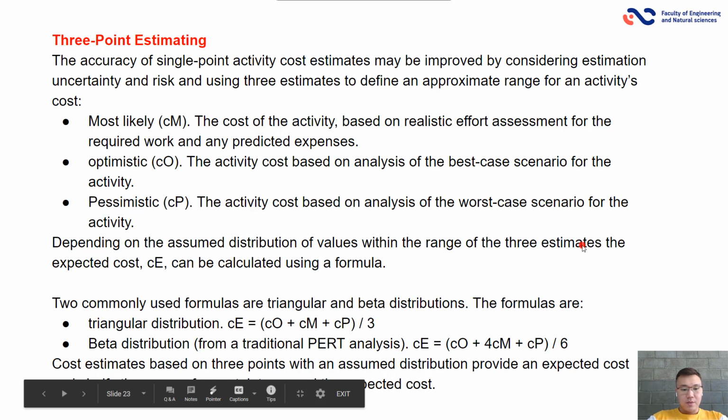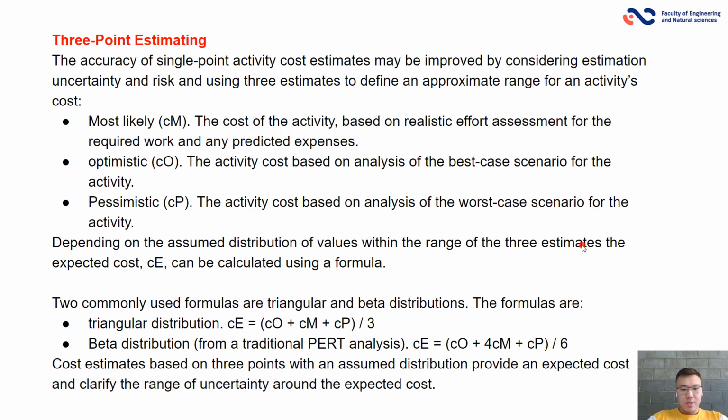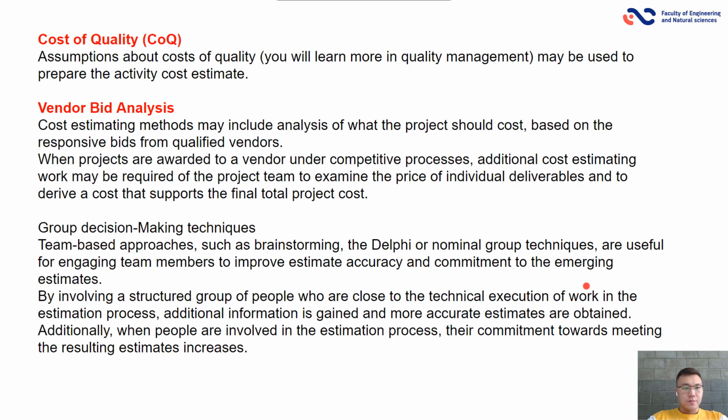Cost estimates based on 3 points with an assumed distribution provide an expected cost and clarify the range of uncertainty around the expected cost. Cost of quality. Assumptions about cost of quality. You will learn more in quality management. Maybe use it to prepare the activity cost estimate.